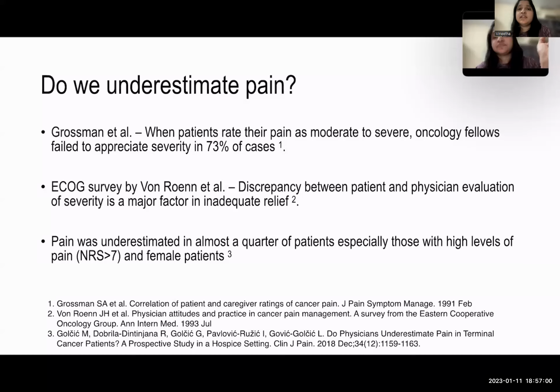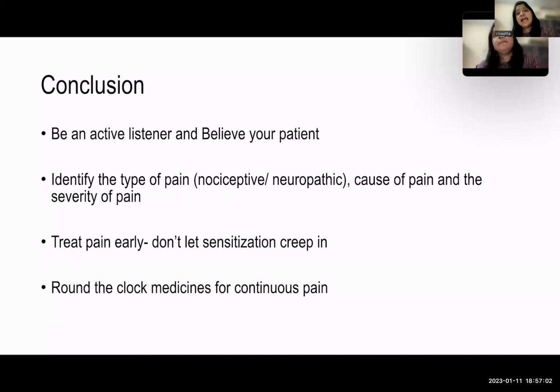So coming to the conclusion, be an active listener whenever you are dealing with a chronic pain patient, cancer or non-cancer. Be an active listener and believe your patient. Identify the type of pain, the cause of pain, what can be the cause. Don't jump into conclusions just because a patient is having a malignancy. Identify the type of pain, cause of pain, and always document the severity of pain.